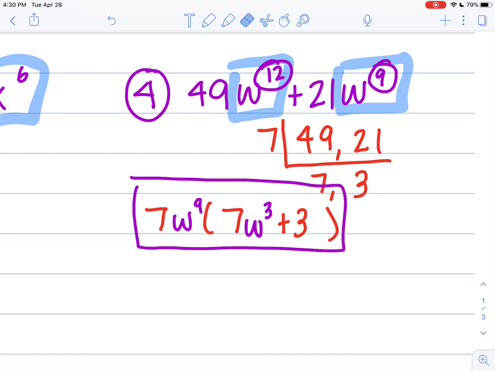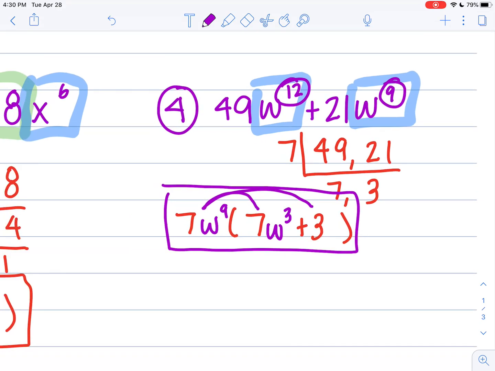Again, let's check. If we multiply it in, 7 times 7 is 49. 9 plus 3 is 12, so we did that right. And then 7 times 3 is 21, and then w to the 9th goes on the end because there are no extra w's here.